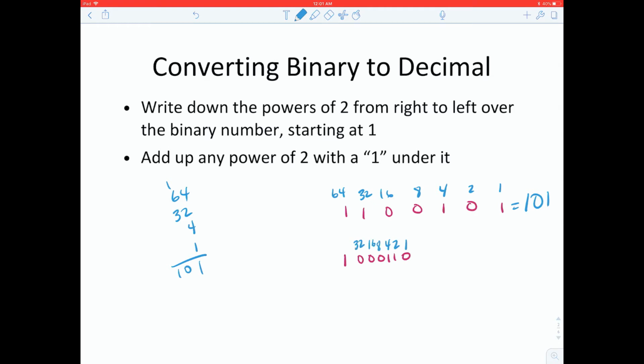I think I wrote my number a little bit too close together here. And my previous number had 1, 2, 3, 4, 5, 6, 7 places, as does this one. Okay, and so I'm going to start with 64. I'm going to add 4 and 2. And that gives me 70.